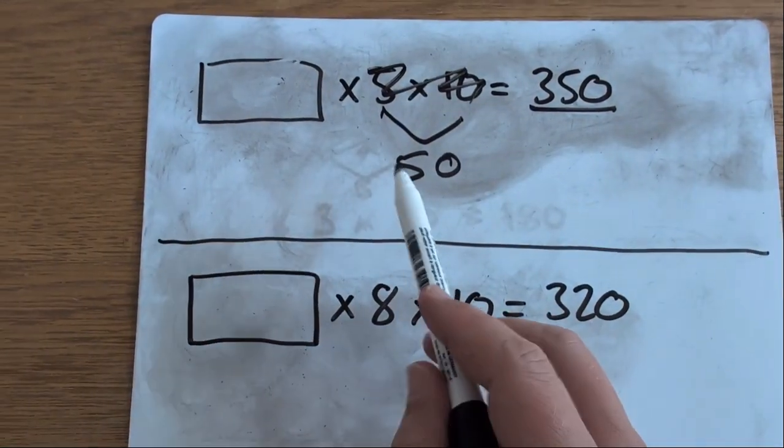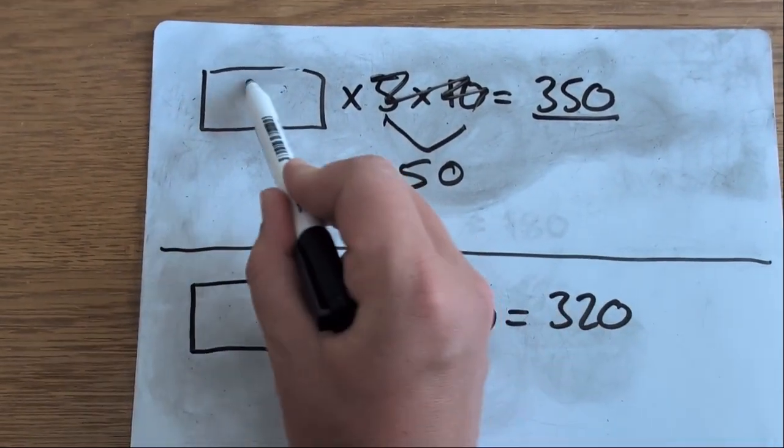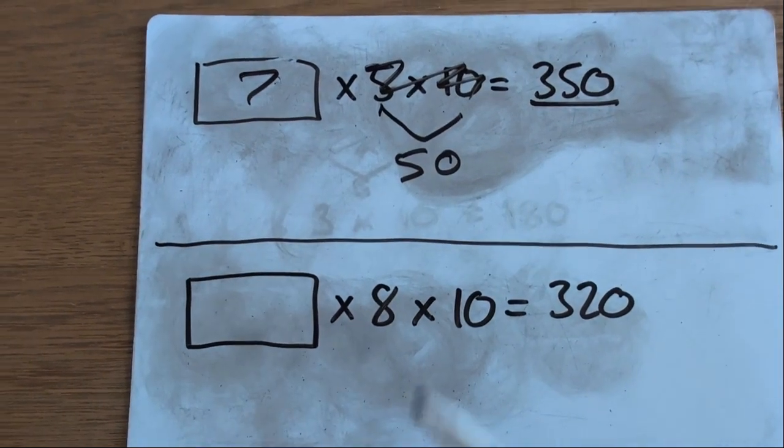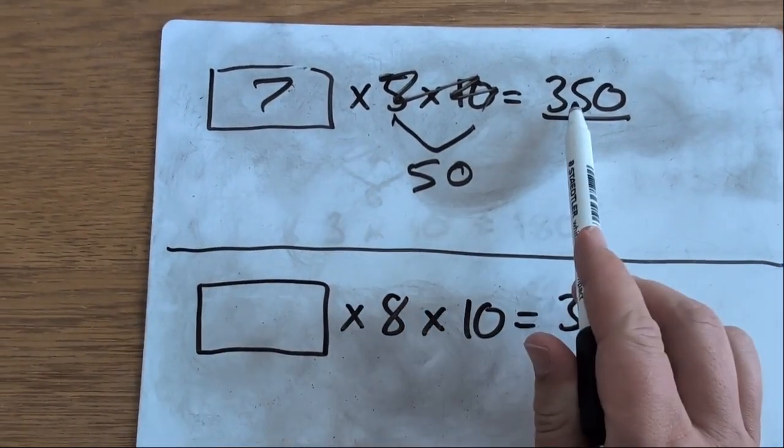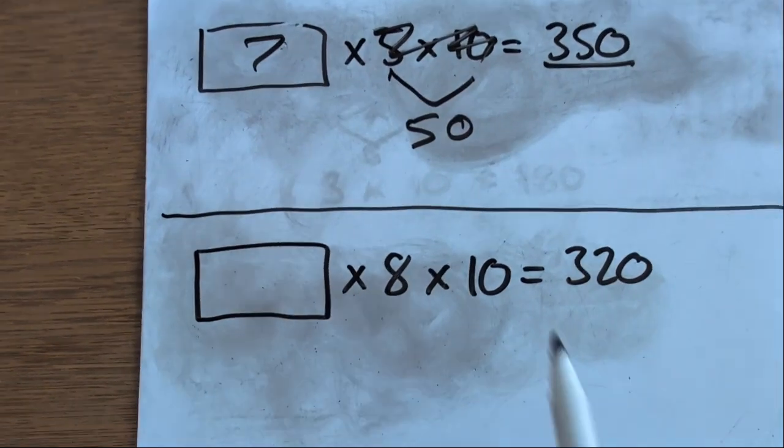We'll get rid of that. How many 50s do we need? We need 7. Times table knowledge is going to be great to help. I know that 7 times 5 is 35, and then there's just a 0 on the end. We'll show that with this one.